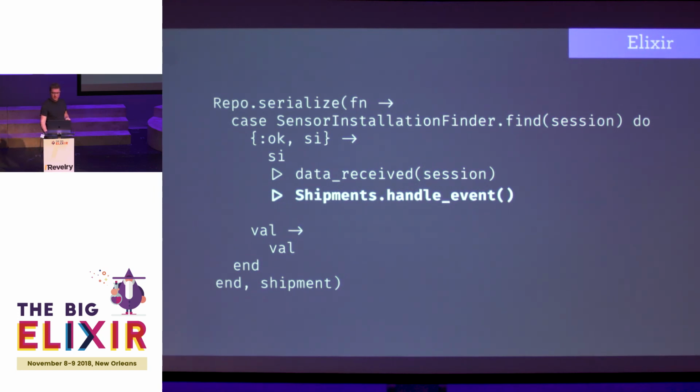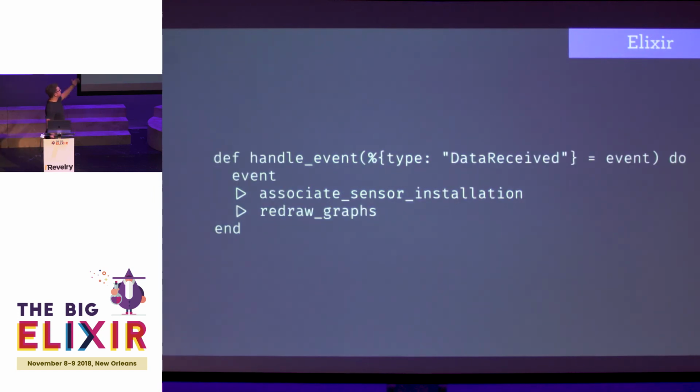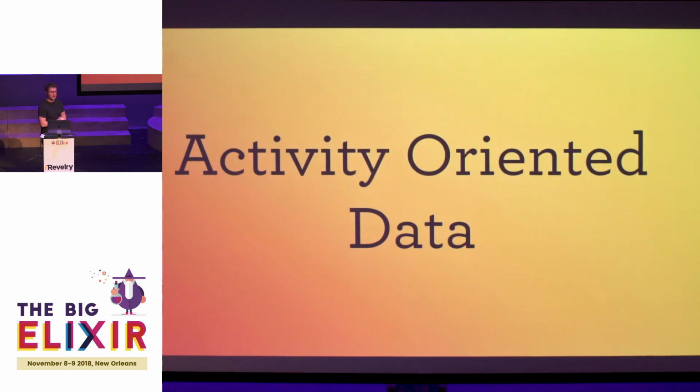And so you can have this handle event call, pattern match on the type, and there you associate your sensor installation. And oh, by the way, now that we have more data, we need to go redraw all of our graphs. So this is really powerful. We have this log in the database, and we're now driving activity based on that data. So this is the third takeaway that I think will apply to a lot of your projects, and we're going to hope to try to release a library to make it easier.